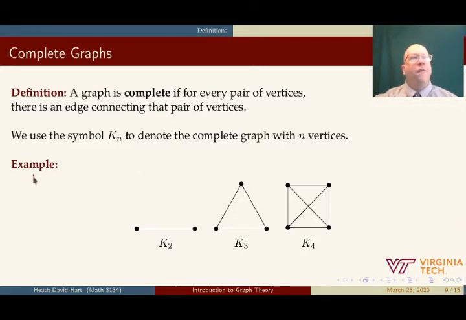What would K5 look like? We'd have 5 vertices, and every vertex is connected to every other vertex. And so all the interior diagonals have to be drawn as well. That's what K5 looks like.